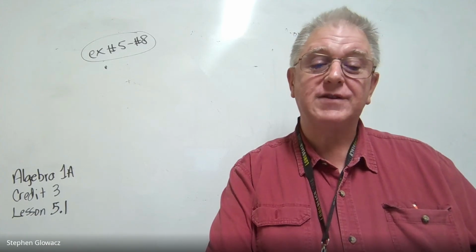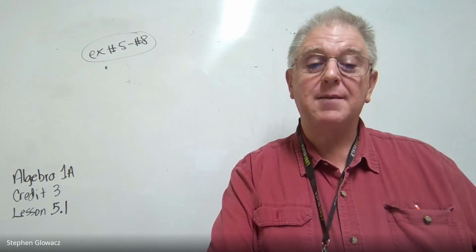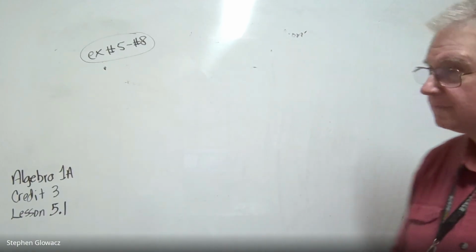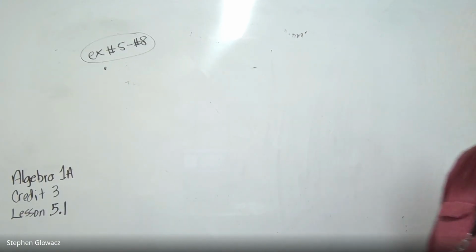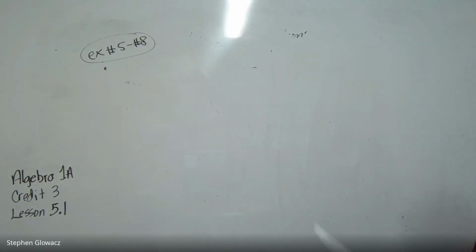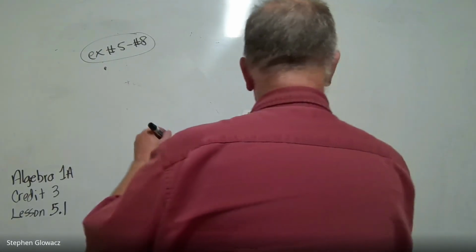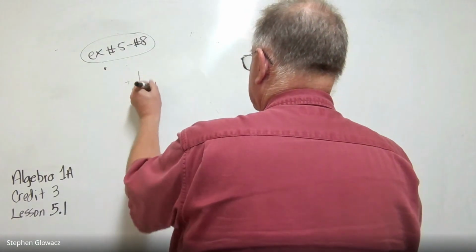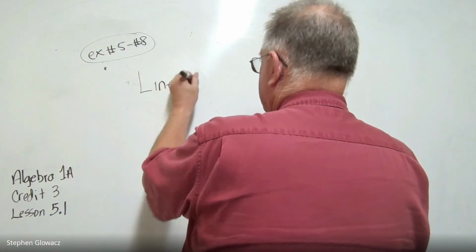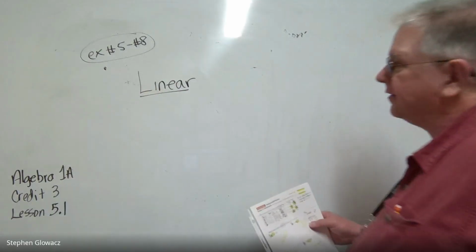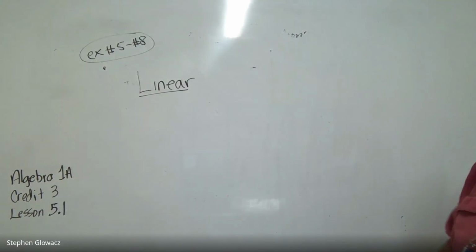So this is for the second part of lesson 5.1, telling whether a function is linear just looking at the graph. And for this one, we're going to do a couple examples for linear and then a couple examples for not linear.